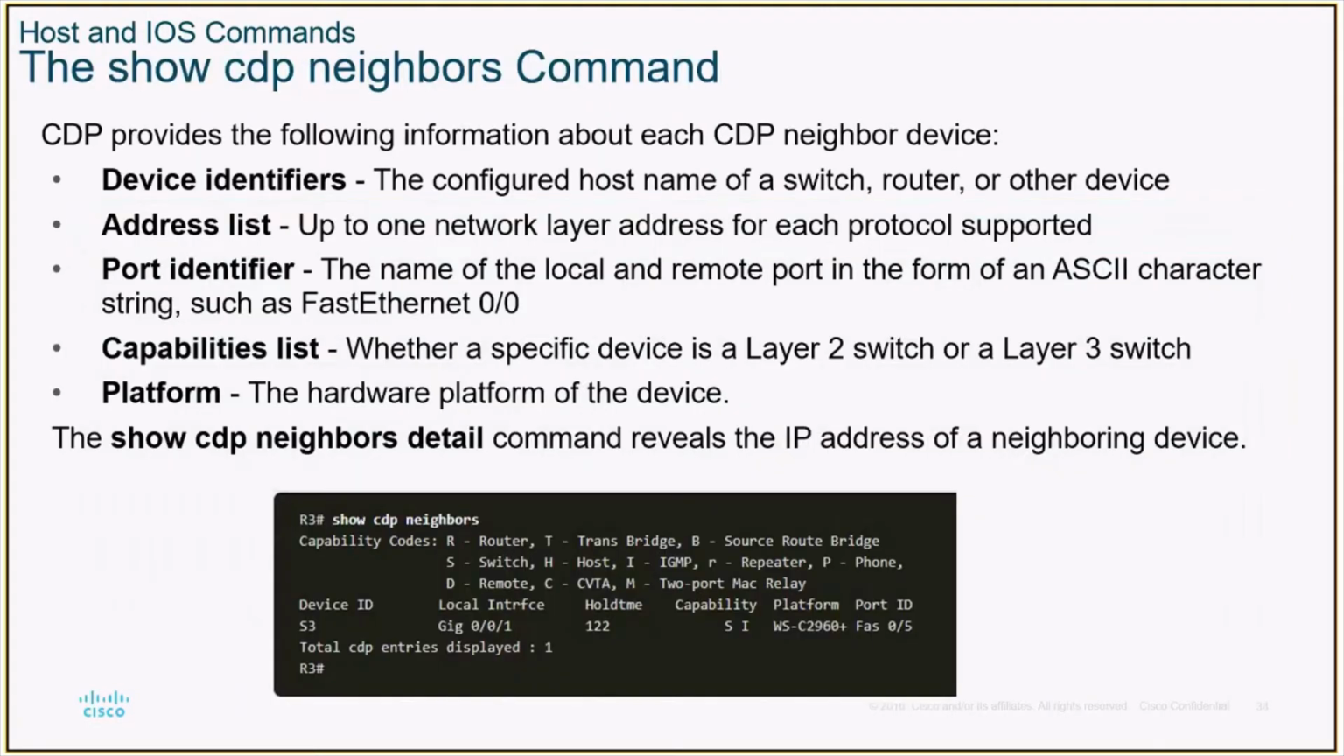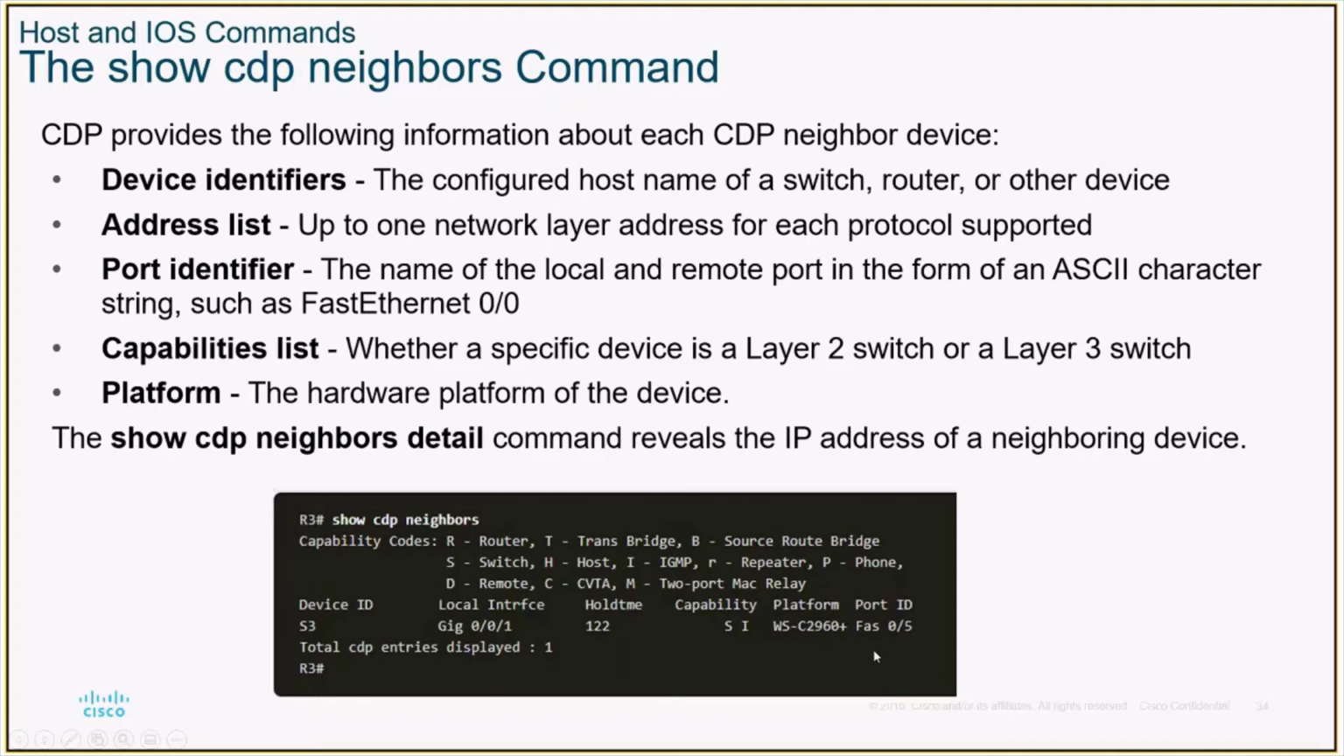Now, show CDP neighbors. CDP provides the following information about each CDP neighbor: device identifiers, address list, port identifier, capabilities list, and platform. So basically, it will tell you about your neighbor, and so the device ID. So a neighbor of R3 is the device called S3. And here the capability is S and I, which means it's a switch, and it's a smarter switch that actually looks at IGMP messages. And so platform, of course, is what model of switch it is.